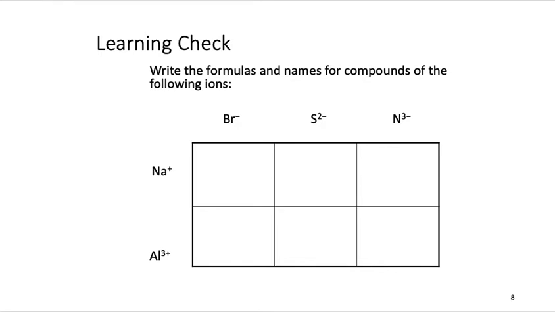Now, the hard one is aluminum and sulfur because I've got a 3 positive and a 2 negative. So I can't say how many 2 negatives go into a 3 and how many 3s go into a 2. It just doesn't work. So you are going to have to find a common multiple between 2 and 3. A common multiple is 6. So how many aluminums fit in 6? 2, because 2 times 3 is positive 6.